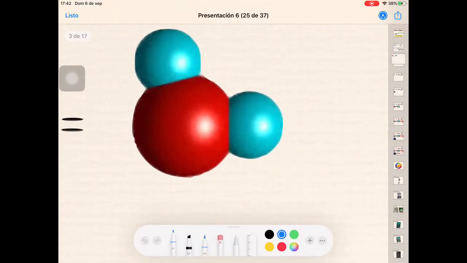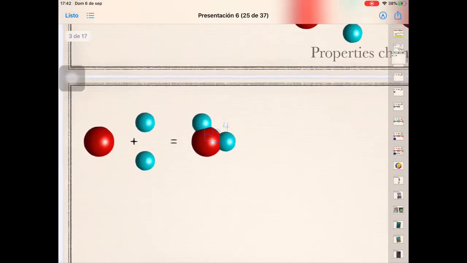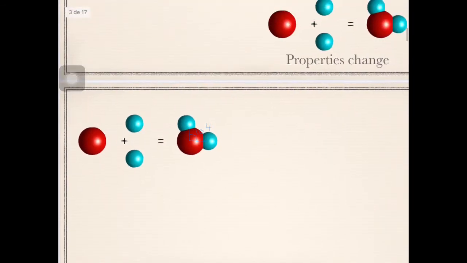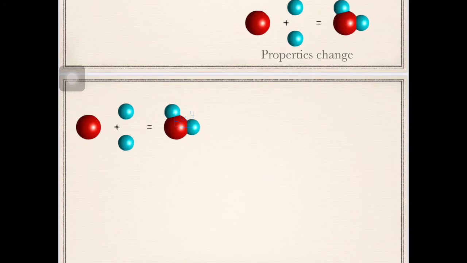For example, in here, the atoms of hydrogen have 104 or 102, if I remember correctly, degrees of separation between each other. That is why it looks like a Mickey Mouse, right? But this is very important because this is giving water some properties.